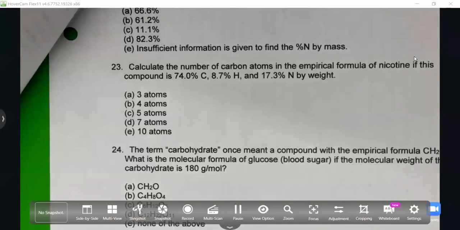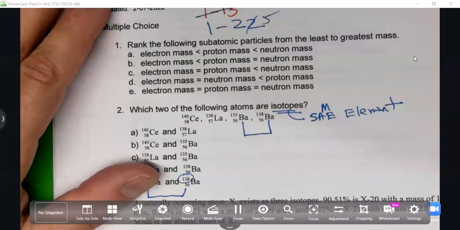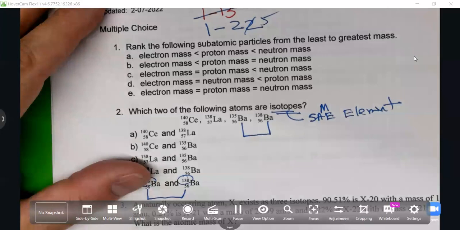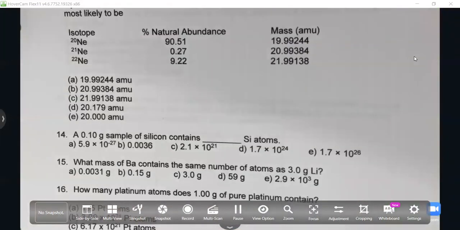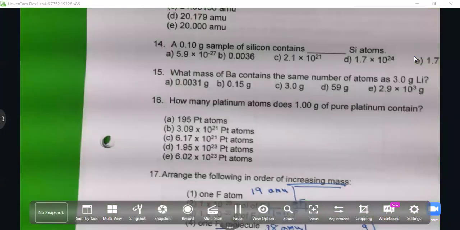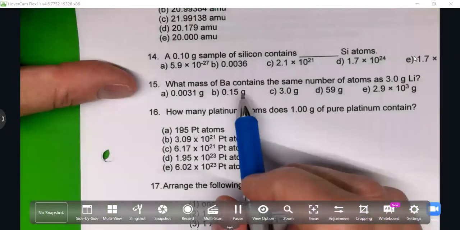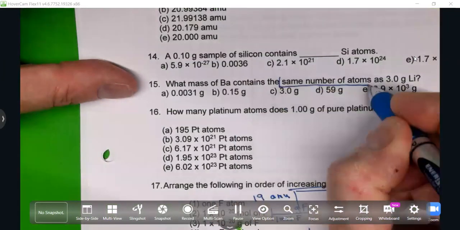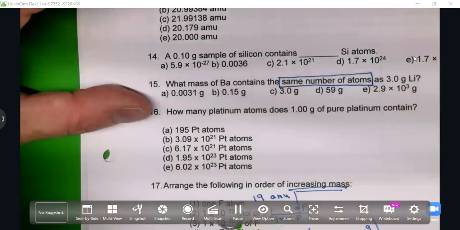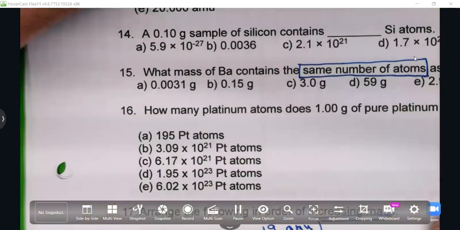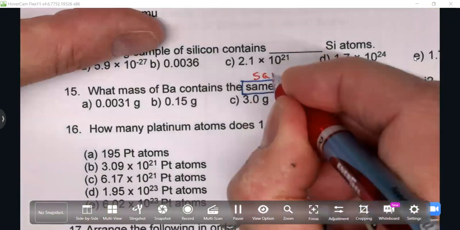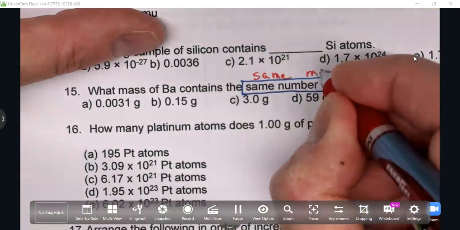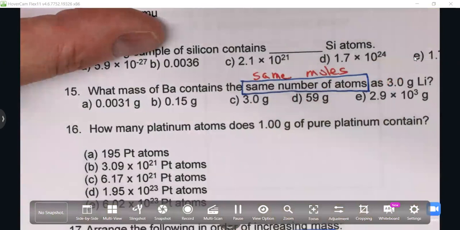Any final questions on this quiz? Yes, 15. Ooh, 15. Yes, that's a good question. 15. What mass of barium contains the same number of atoms? So the key, if it's the same number of atoms, it has to be the same moles. Same number of atoms would be the same moles.